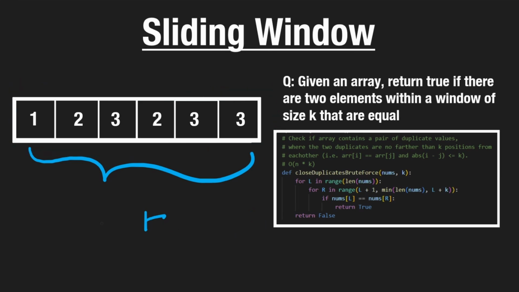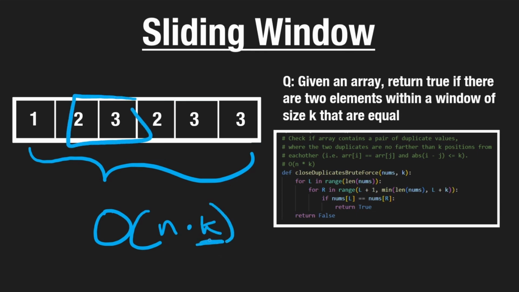But that would mean our time complexity is going to be n times k. Now for small k values, for small windows, that's not too bad. But for large windows, it could be worse. And really quickly, if you're confused by this line over here, this can be a sort of common technique with sliding window problems.